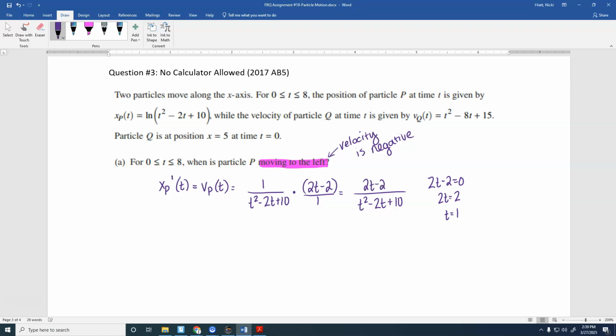Now, denominator. t squared minus 2t plus 10 equals 0. Does that factor? What would it be?